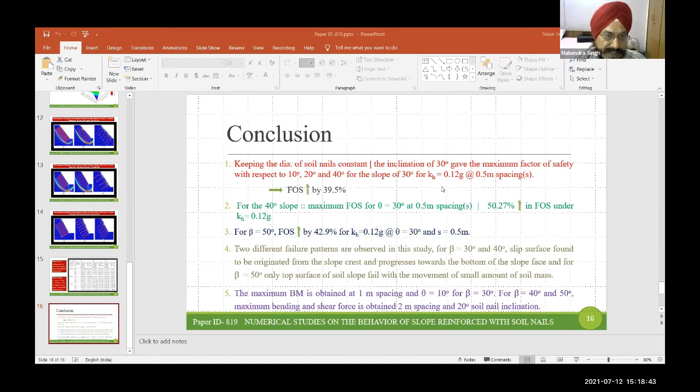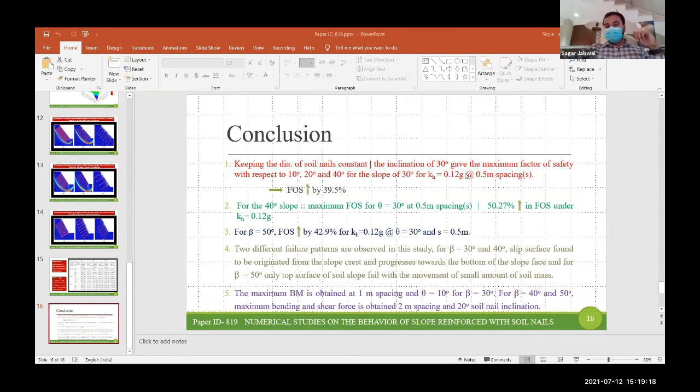There is one question in the question answer chat box. I think, sir, this question is for Miss Ananya. Which elements are considered for the geogrid modeling? I have also been an author with Ms. Ananya, so I would like to answer this. Six node Gauss element has been used to model the soil and reinforcements.